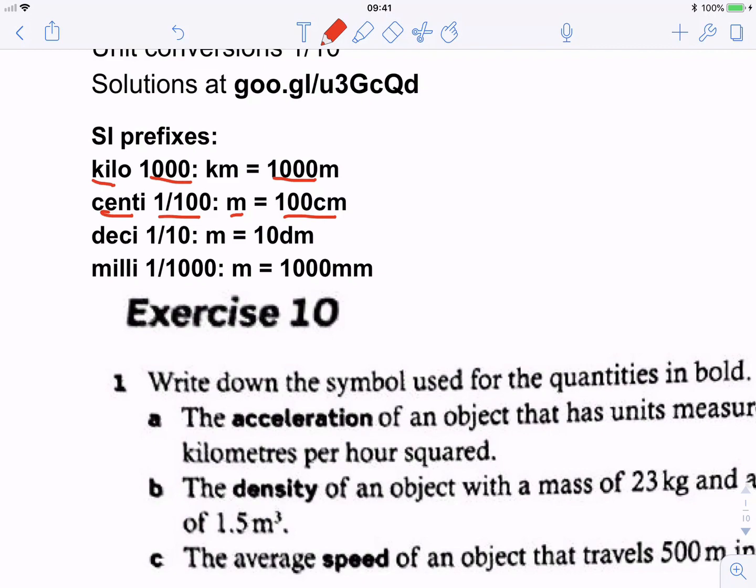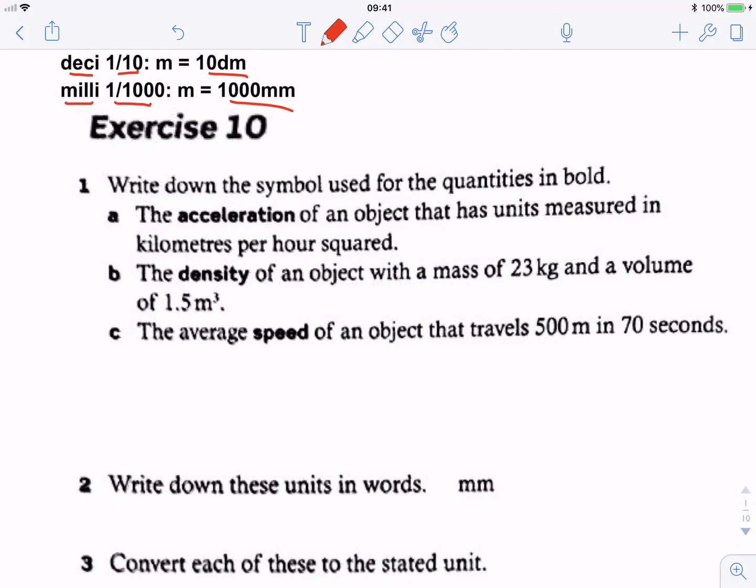And then deci, that's not used very often. It's kind of like centi, except it's 1/10 instead, so 10 decimeters. Milli is kind of the opposite of kilo. So instead of kilogram, where it's 1,000 grams, a milligram is 1/1,000th of a gram. Okay, so those are the main prefixes that you should know.